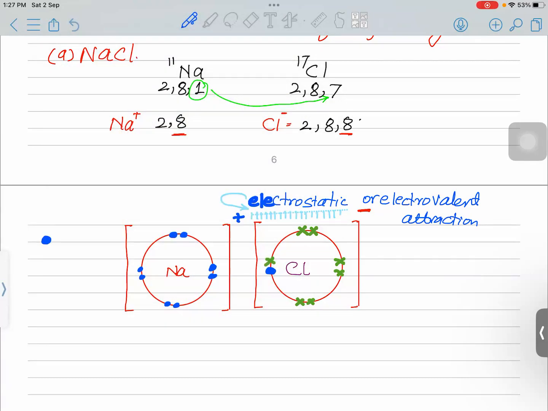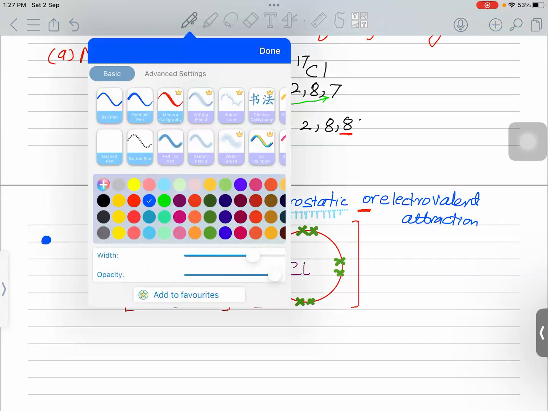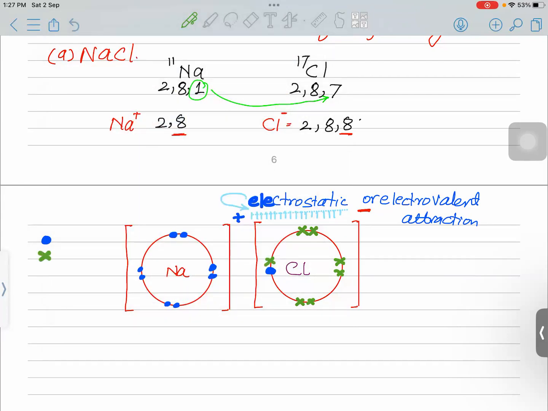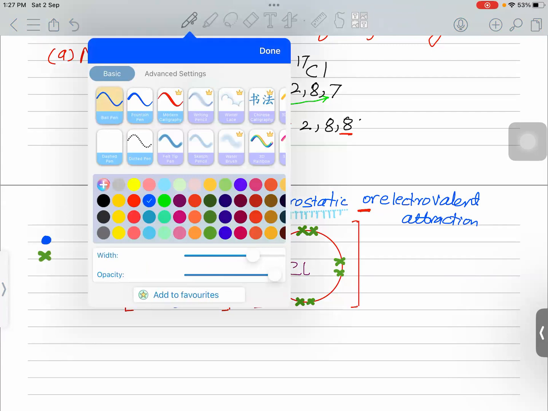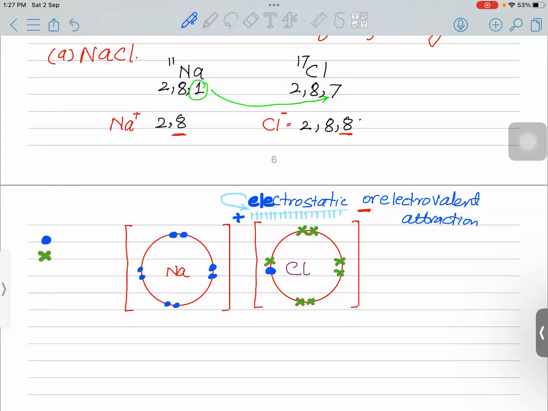This is sodium. This one is chlorine. Sodium electron. This is chlorine electrons. Sodium electrons, chlorine electrons.